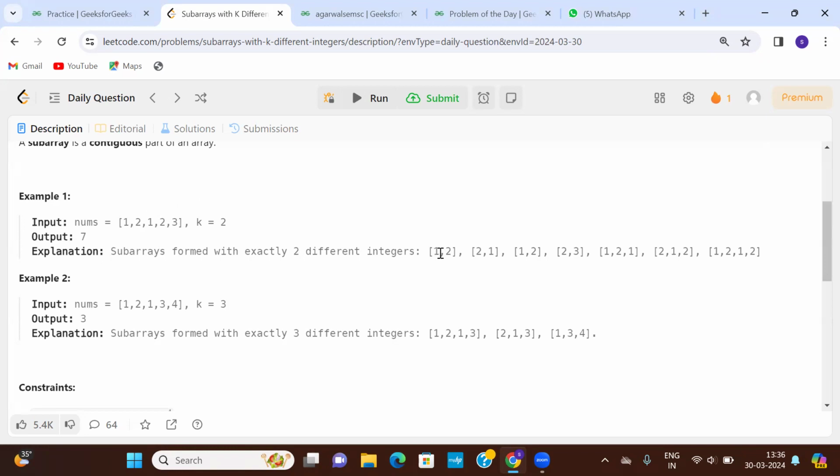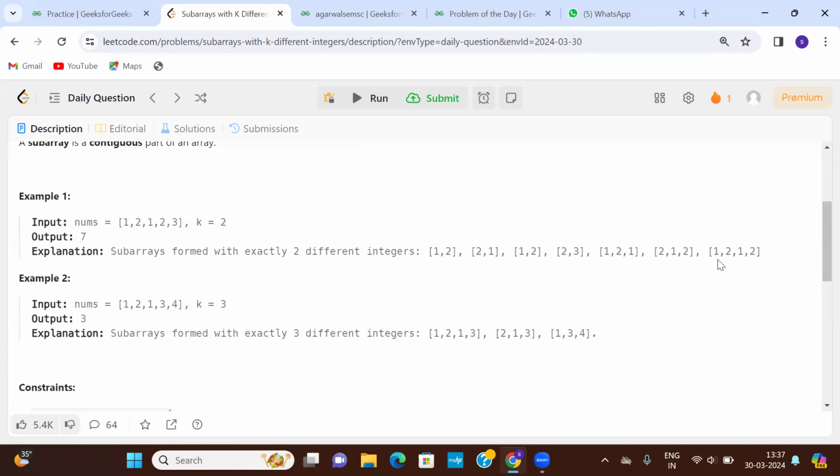One subarray is 1, 2. Here also the number of different integers is 2. 2, 1 is also possible. Again 1, 2 is possible. Here we are referring to 1, 2, this one, in which 1 is present at the 0th index and 2 is present at the first index. Whereas this other 1, 2 we will consider as a different subarray because here 1 is present at the second index and 2 is present at the third index.